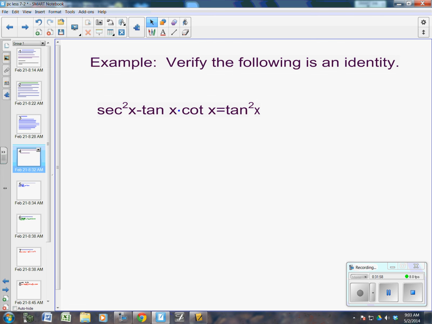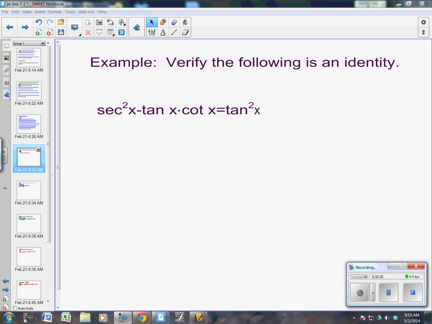Remember, which side looks more complicated here? The left side. The right side just says tangent squared. I've got my answer. I want to get this to be a tangent squared. The left side, I've got to simplify to be a tangent squared. So I'm going to manipulate the left side. I'm going to simplify it, and you should get a tangent squared by the time you're done. You guys in your groups are going to do this. Go.